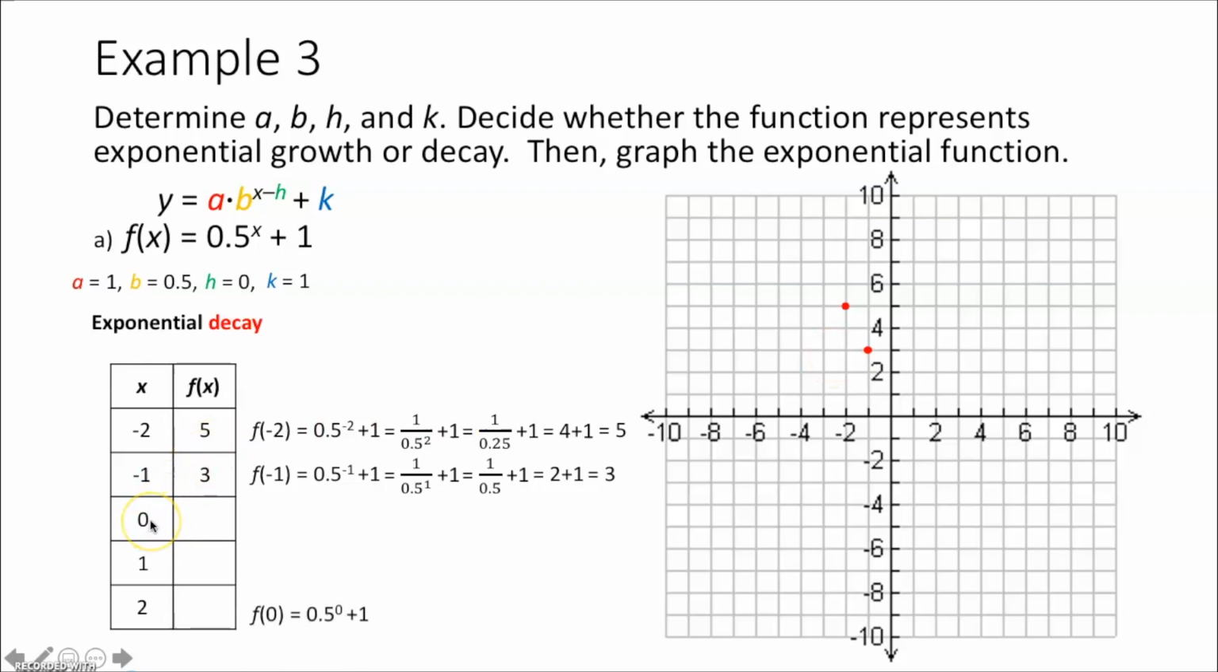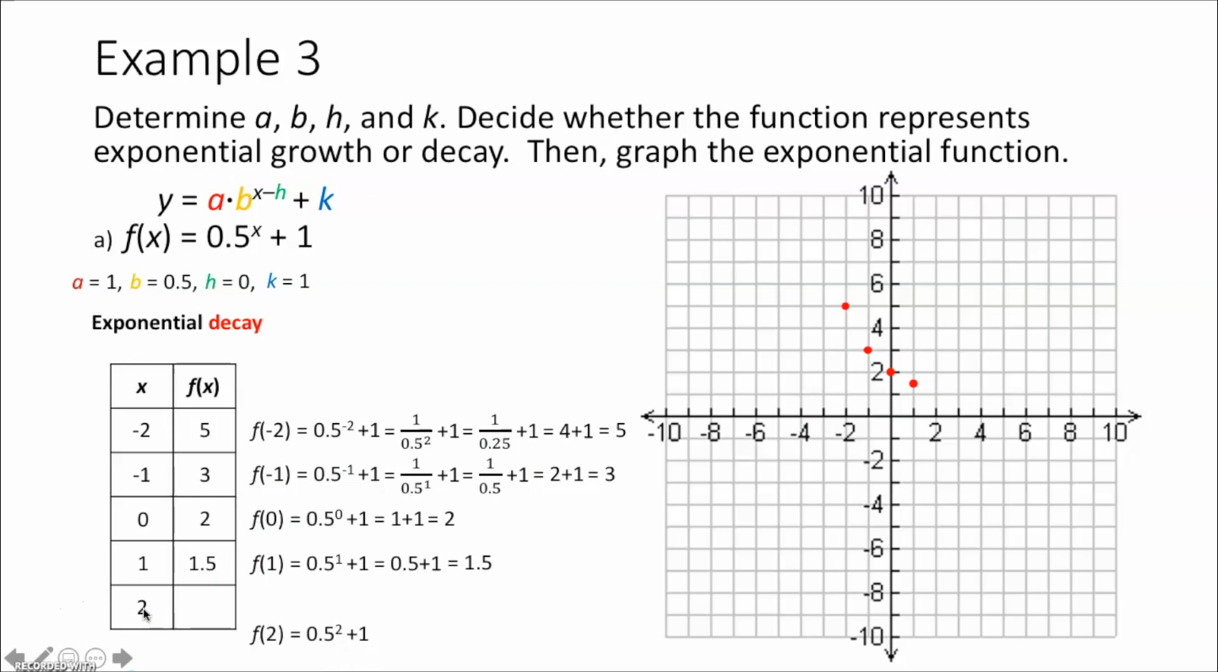Next, 0. Plug that in. 0.5 to the 0 is going to be 1, because anything to the 0 power is 1. Plus 1 gives you 2. So 0, 2 is the next point I'm going to graph. Over 0 on the x-axis, up 2 on the y-axis, put a point. Then I plug in 1. So 0.5 to the first is just 0.5, right? 0.5 plus 1 is 1.5. So I go over to 1 on my x-axis, up to 1.5, which is somewhere between 1 and 2 on my y-axis, and I put a point.